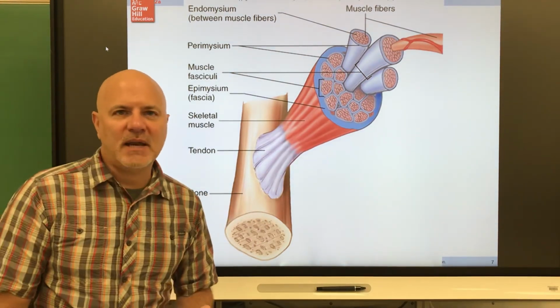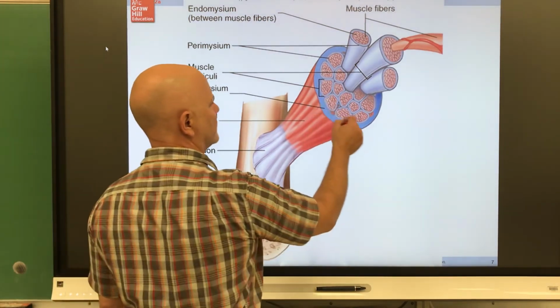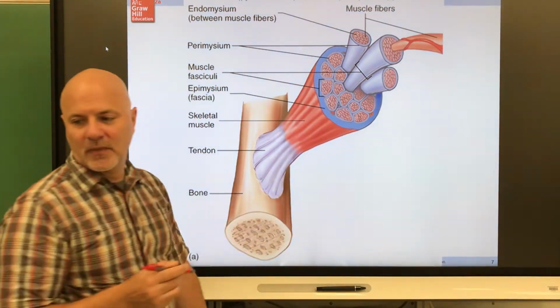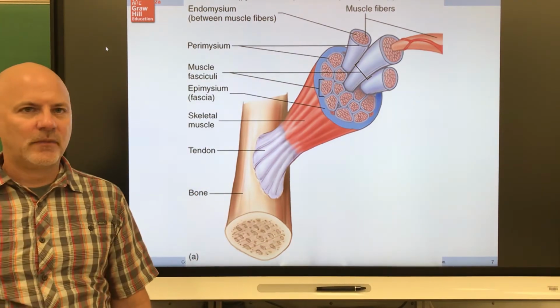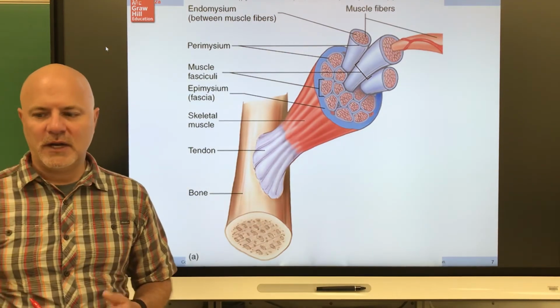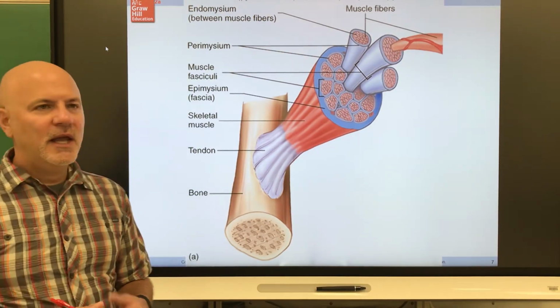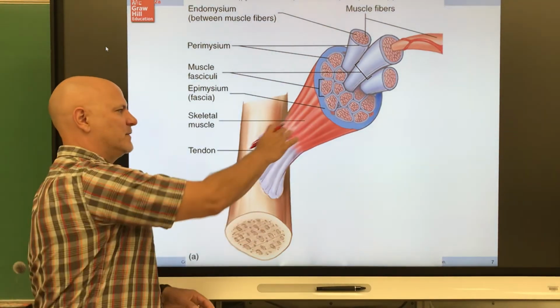So let's look at types of connective tissue in a muscle. The first is the epimysium. So this right here is the epimysium. This is connective tissue that closely surrounds a skeletal muscle. All right, goes completely around it. So it is made of dense, regular connective tissue. And so this may form a tendon like what we see here. And tendons connect muscles to bone.